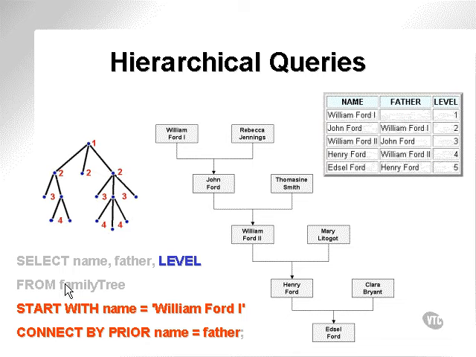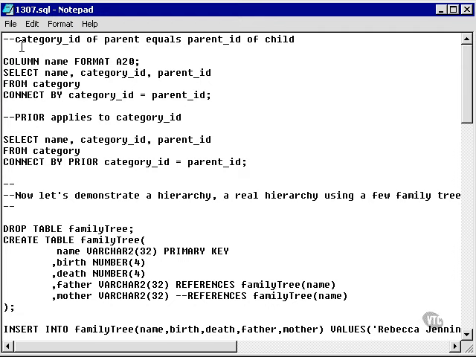Here we have a query which is a hierarchical query using start with, connect by, prior, and level to produce that structure as a tree-like representation in SQL. William Ford is first, then John Ford with his father William Ford I, William Ford II was fathered by John Ford, etc., etc. Let's take a look at some examples.